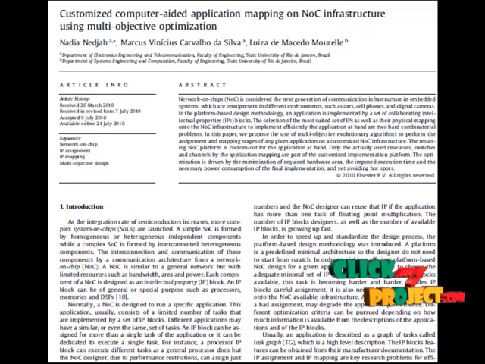Here we describe customized computer-aided application mapping on NoC infrastructure using multi-objective optimization. In this project, chip microprocessors keep increasing the number of cores on the chip. Network on chip technology is becoming essential for interconnecting the cores, while NoCs result in a noticeable performance boost over conventional bus systems. They consume a non-negligible fraction of the system power.